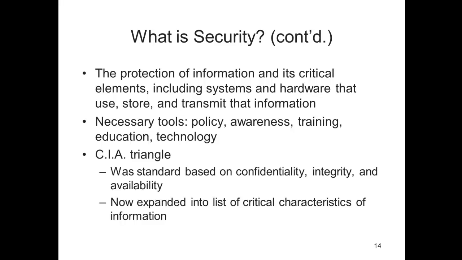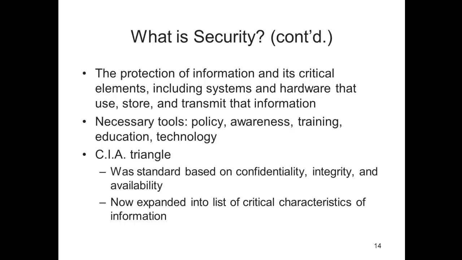Information security, therefore, is the protection of information and its critical elements, including the systems and hardware that store, use, and transmit that information. To protect the information and its related systems from danger, tools such as policy, awareness, training, education, and technology are necessary. In this field, we really fall back to three critical elements, the CIA triangle, which is considered the industry standard for computer security since the development of the mainframe, and it was based on three characteristics that describe the utility of information: confidentiality, integrity, and availability.